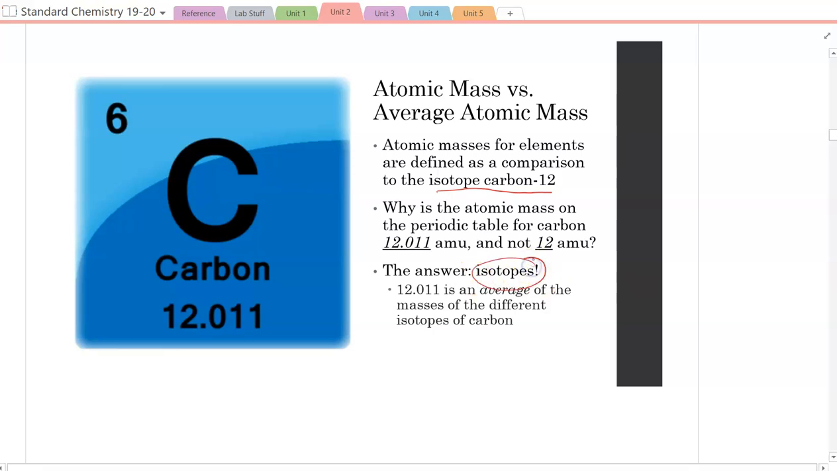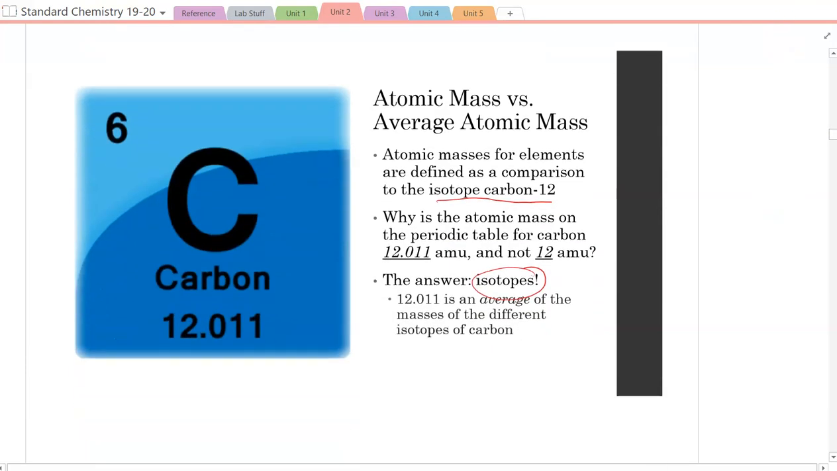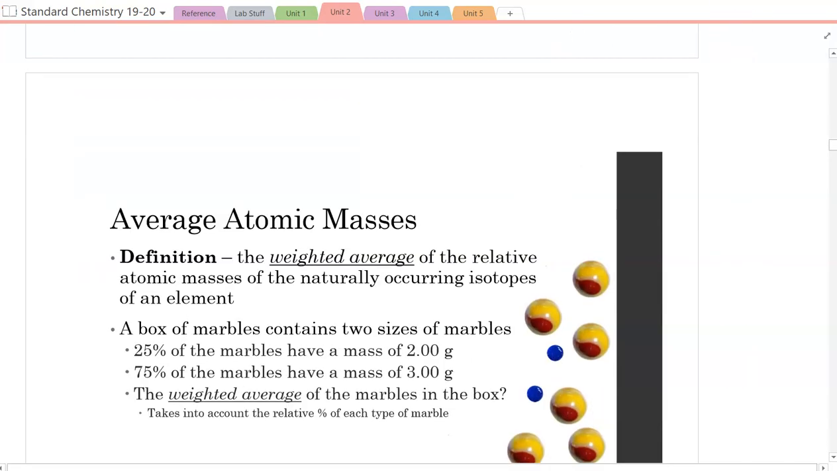So the answer, of course, is that because you have different isotopes, kind of like what we saw up here. So this is one isotope of carbon. That's another isotope of carbon. It's still carbon. Because those exist naturally in the world, they each contribute to this mass. So it's actually an average. The 12.011 is an average of the different isotopes of carbon.